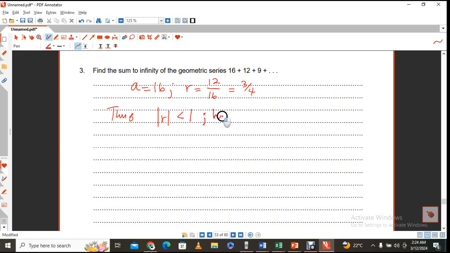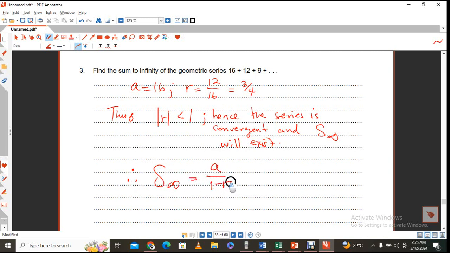That now implies that the series is convergent, okay, tends to a number, and the sum to infinity will exist. So we can therefore find the sum to infinity, which is a over 1 minus r, that is the formula. A is 16 and 1 minus 3/4. Grab your calculator, you will see that your answer is 64.